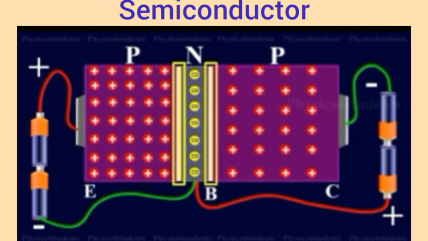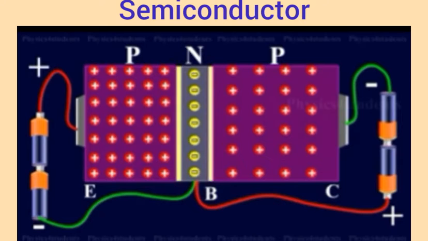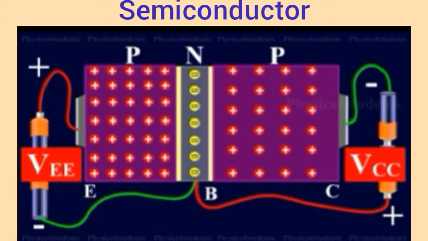PNP transistor. A PNP transistor is like two PN junction diodes which are placed back to back. At each junction there is a depletion region which gives rise to a potential barrier. The external biasing of the junction is provided by the batteries VEE and VCC as shown in the animation.